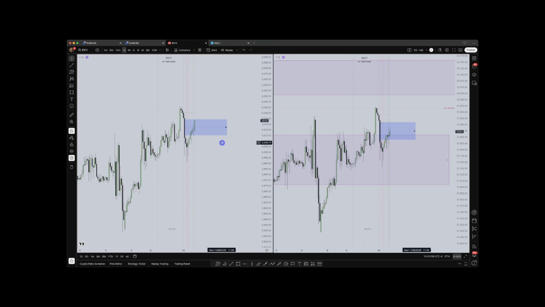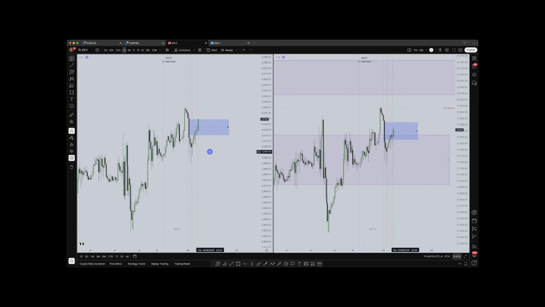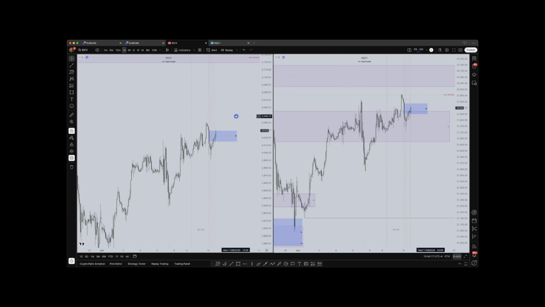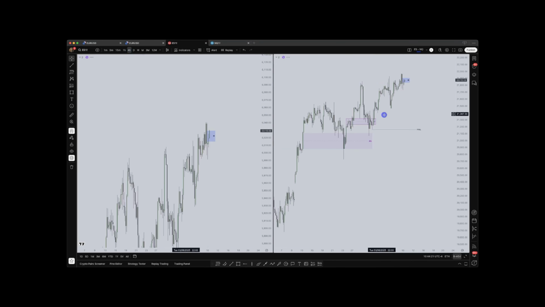Now it is 10:43. To be honest, I think price will continue. I think this was the manipulation, and then it's doing the distribution to the upside. And check the hour.